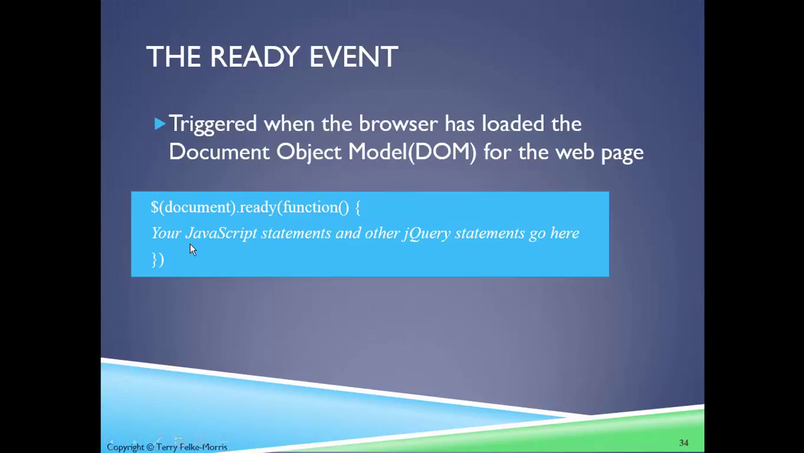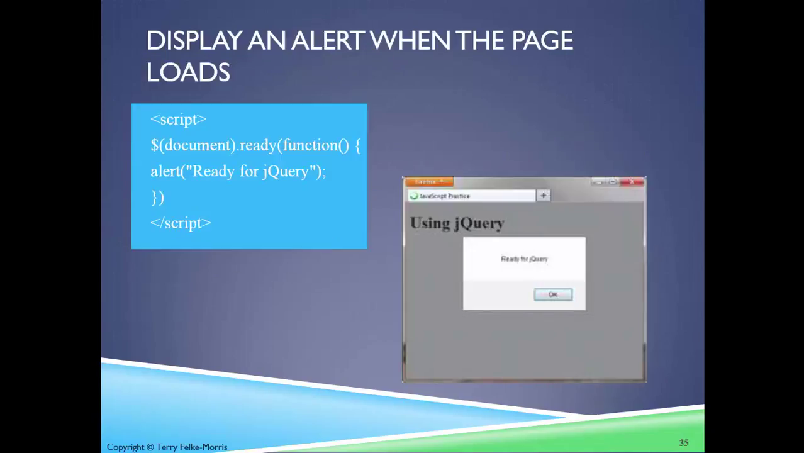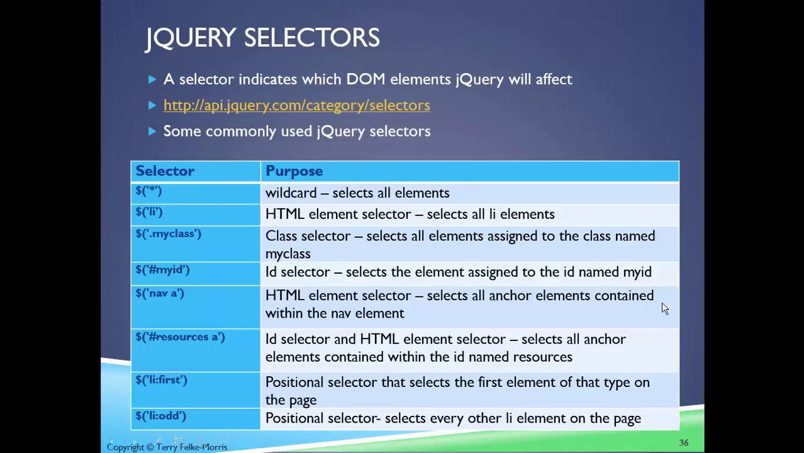You end up doing virtually everything that you do, or most everything you do in jQuery, inside of what's called the document ready event. As it says, that event is triggered when the browser has loaded the DOM for the web page. You can do things like display alerts. I mean, there's all sorts of stuff. That's a really cheesy example.